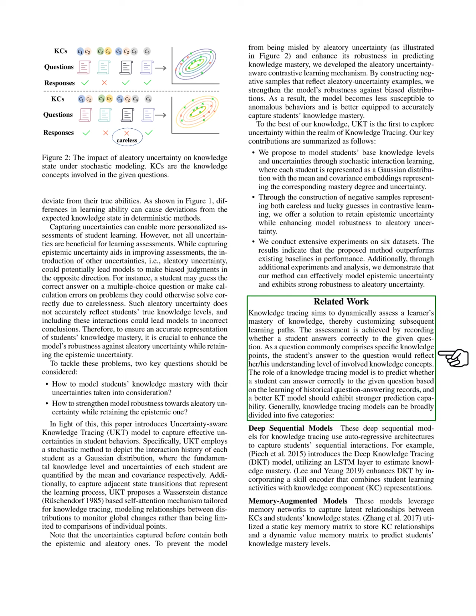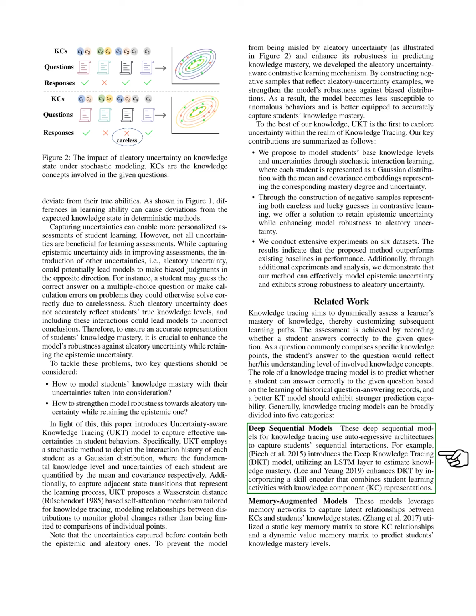Section: Deep Sequential Models. In this section, we explore deep sequential models for knowledge tracing, which utilize autoregressive architectures to analyze students' sequential interactions. For instance, the Deep Knowledge Tracing (DKT) model employs an LSTM layer to assess knowledge mastery. We enhance DKT by adding a skill encoder that merges student learning activities with knowledge component representations.